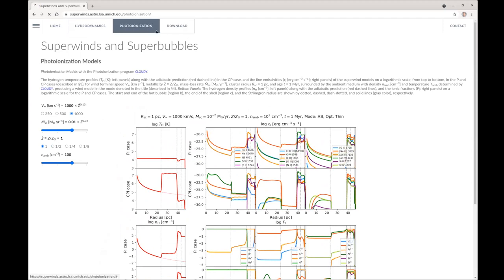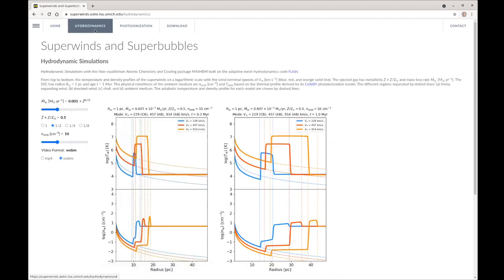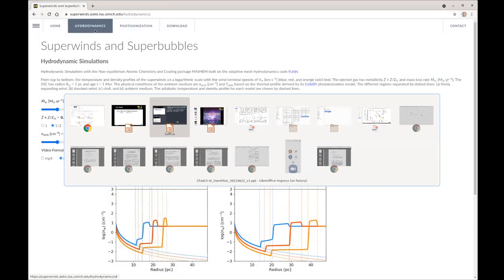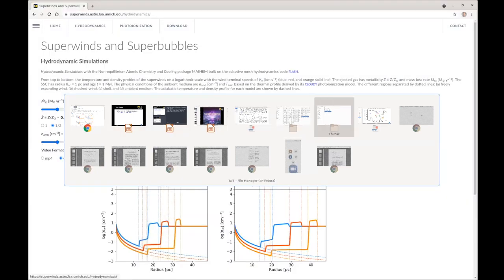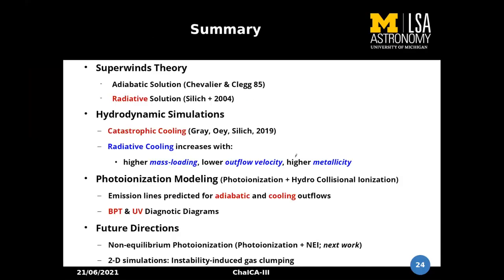I also made the results in machine readable tables, so you can check. And this is for different radiation bounded models, also density bounded models, and partially and fully density bounded models. And finally, here is a summary of my results.